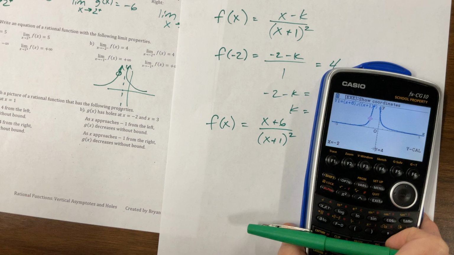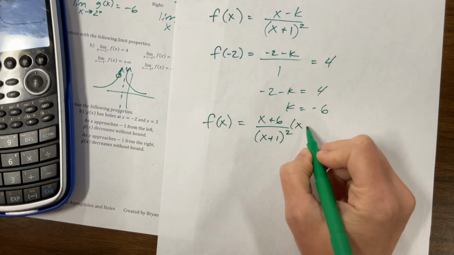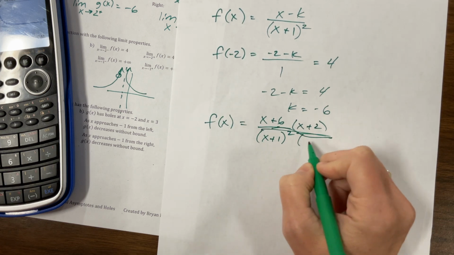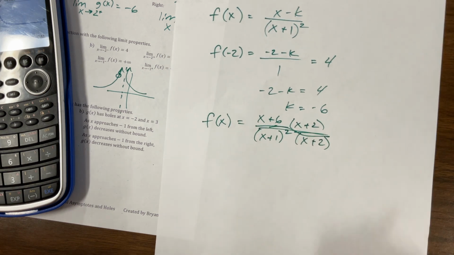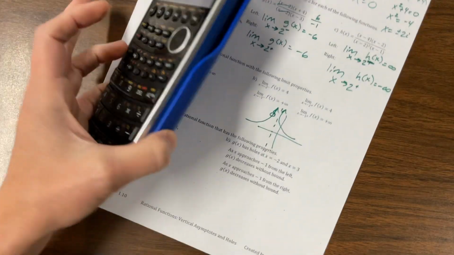If we wanted to have a hole instead, then we could just throw in an x plus 2 on the numerator and an x plus 2 on the denominator, so then that becomes a hole. But I don't think we have to. Okay, that was something else.